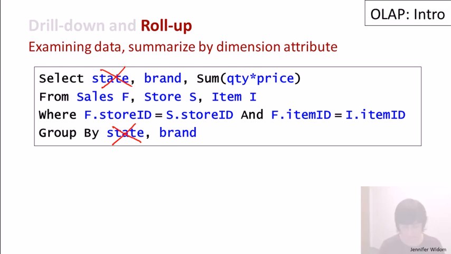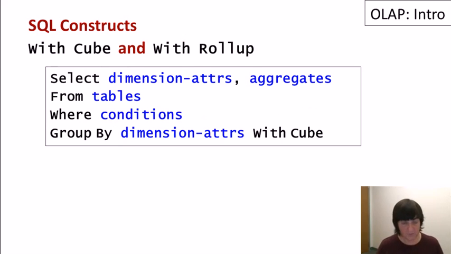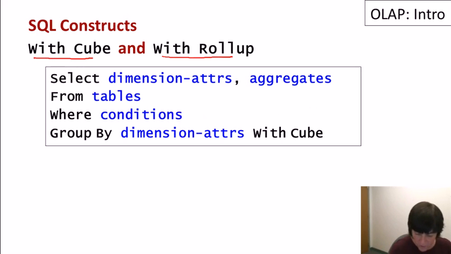And lastly, I want to introduce some SQL constructs. These are constructs that have been added fairly recently to the SQL standard in order to perform OLAP queries. And we'll be seeing these in our demo. The constructs are called with cube and with rollup, and they're added to the group by clause.